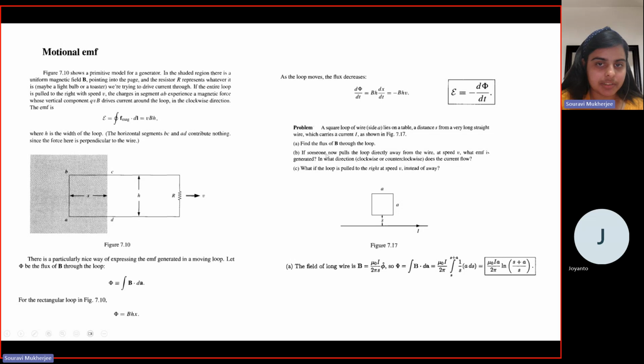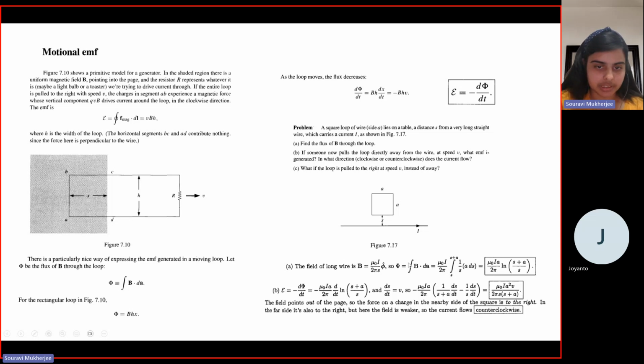Now the question says that if someone now pulls the loop directly away from the wire at some speed v, what EMF is generated? So this is your flux, and you are asked to find the EMF. So you can directly use this relation to see how the flux is changing, and that would give you the EMF, right? So you have to do a time derivative. And this minus sign talks about the direction of the induced current flow, which we'll talk about in coming slides in detail.